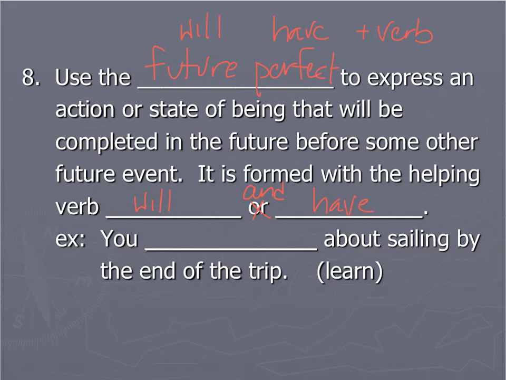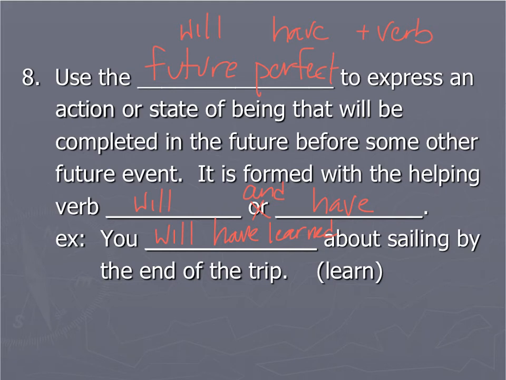Okay? So we have to put learned in the future tense, and we say will have learned. Okay? So any of the perfect tenses always have, has, or had in them. And the only one that has three verbs is going to be the future perfect tense.